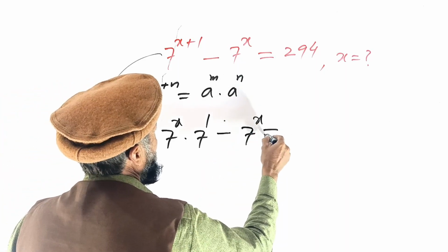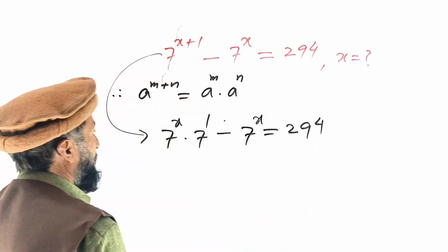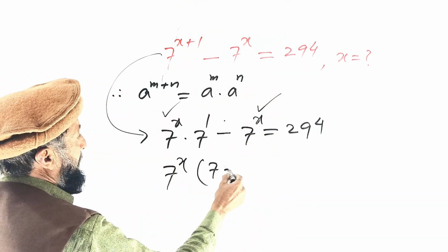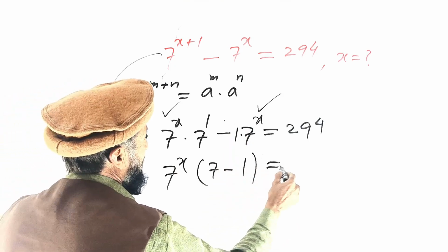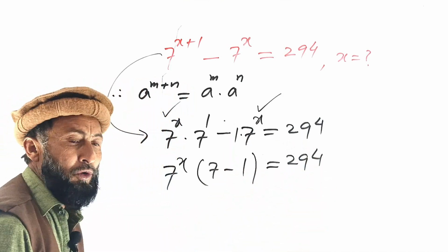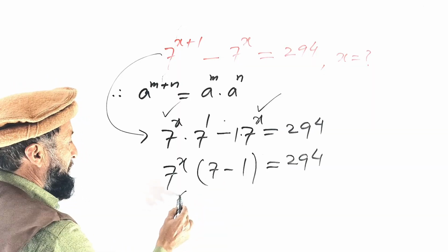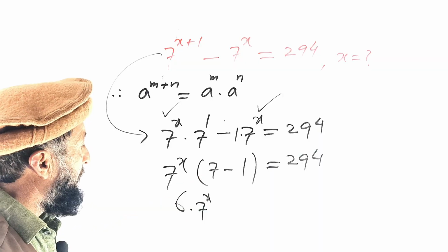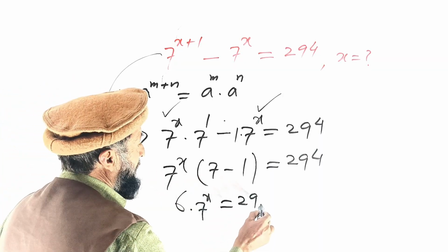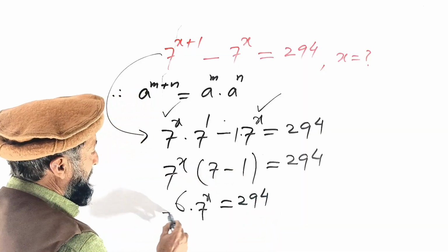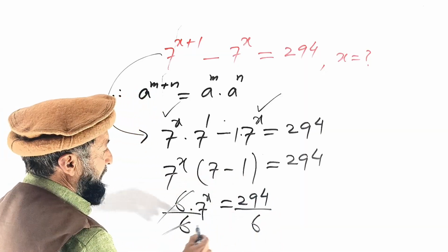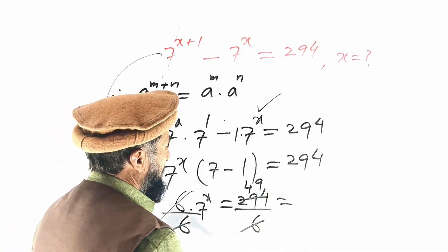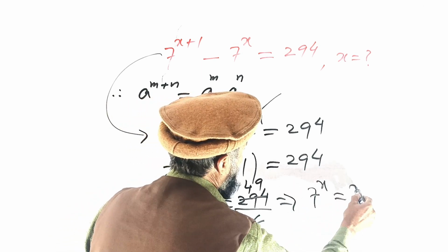Similarly, 7 exponent of x is equal to 294. If we take common this term, we take common 7 exponent of x. So here 7, minus, the coefficient 1 is remaining, equal to 294. So now 7 minus 1, we get 6 is the coefficient, and 7 exponent of x is remaining, equal to 294. Now dividing both sides by 6, we get 6 cancelled, and here we get 49. So 7 exponent of x is equal to 7 square.